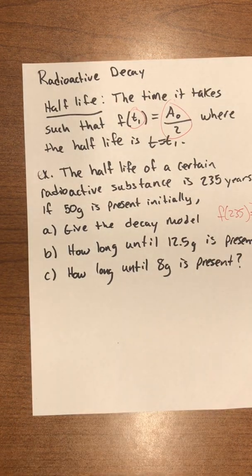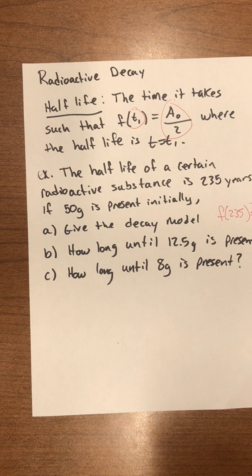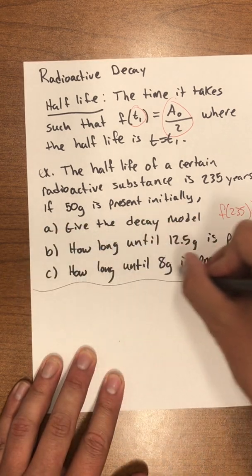And that's mathematically what half-life tells us. So we need to give the exponential decay model. We need to determine how long until 12.5 grams is present, and then how long until 8 grams is present. So let's take a look at the exponential decay model.